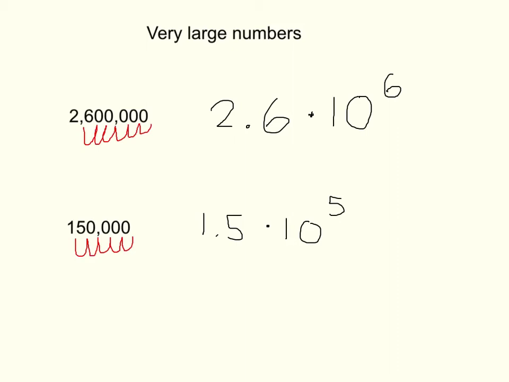So this is 150,000 written in scientific notation. 1 and 5/10 times 10 to the 5th power. This is what we can do when we're writing very large numbers in scientific notation. Let's see what our rule would be when we're converting very small numbers into scientific notation.